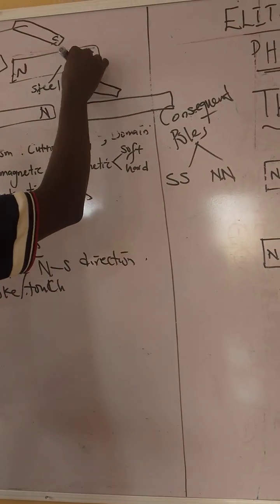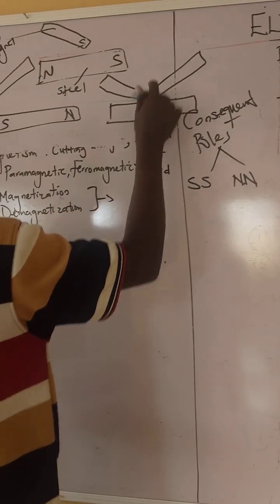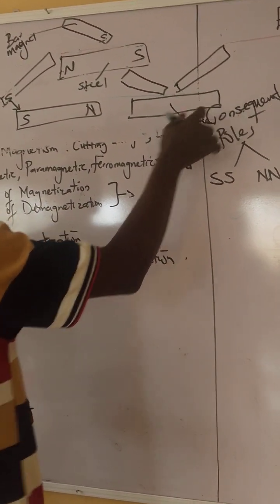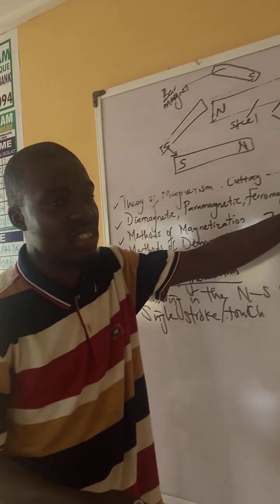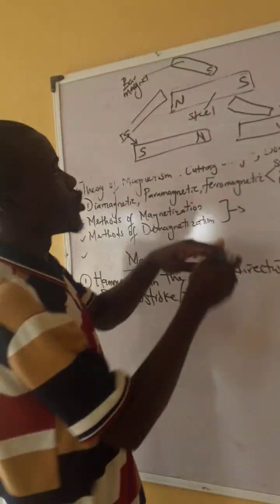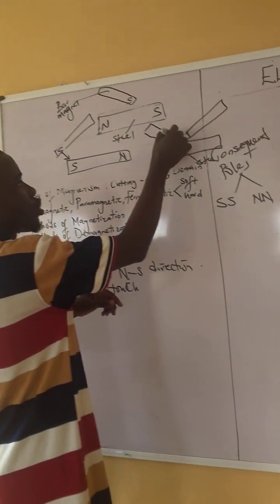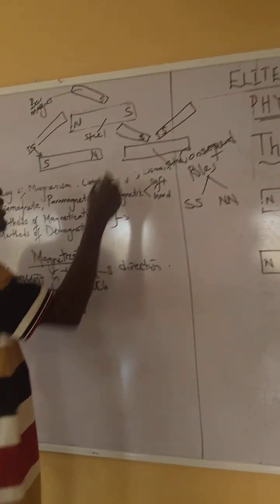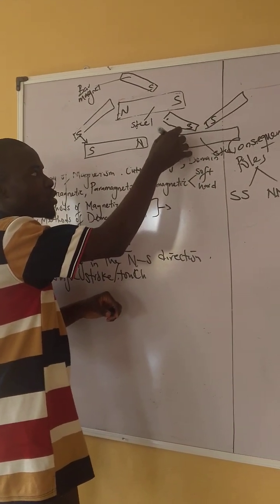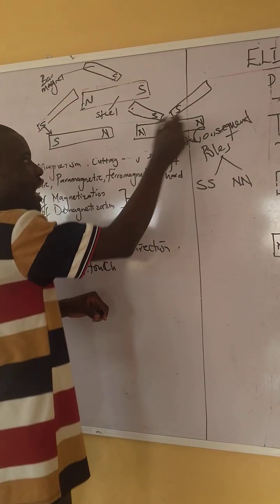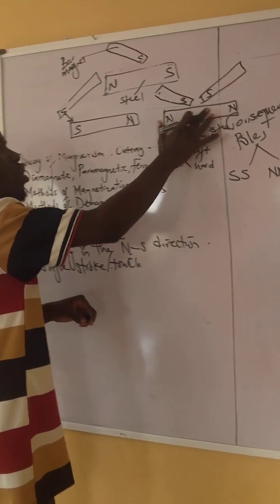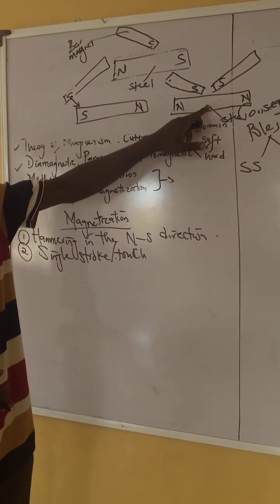But if it is a double stroke, it will come like this. These are two bar magnets. This will still be steel, but it is not necessarily steel. It can be any magnetic material. If I have south here, this place will be north. This place will be north, and we are going to have south here. Consequent poles here.